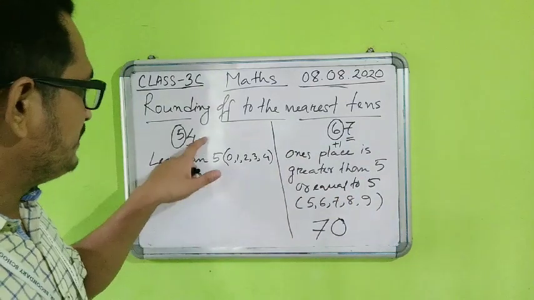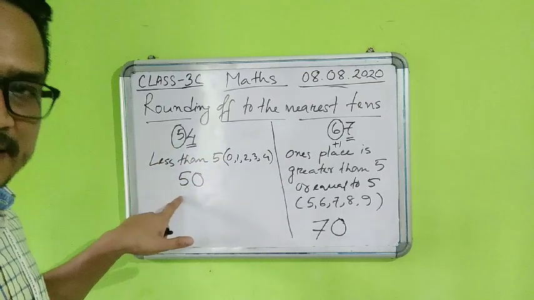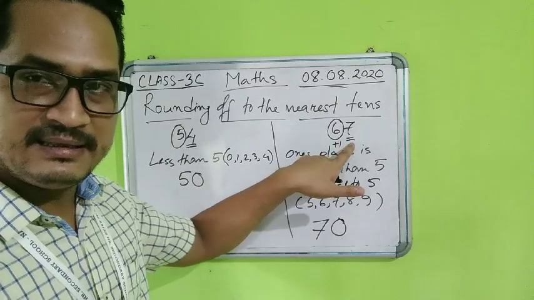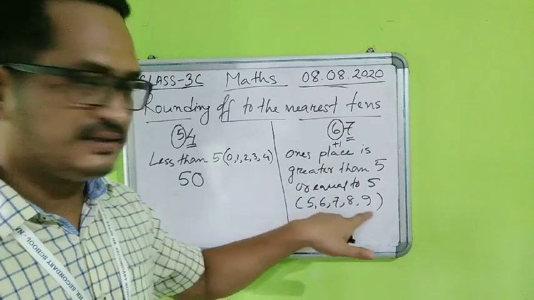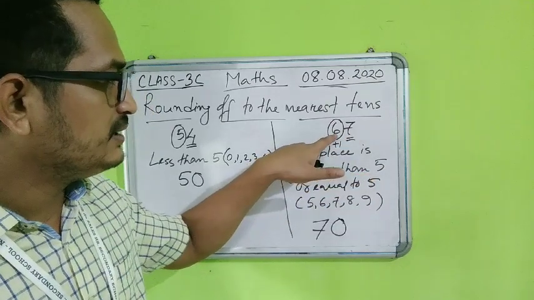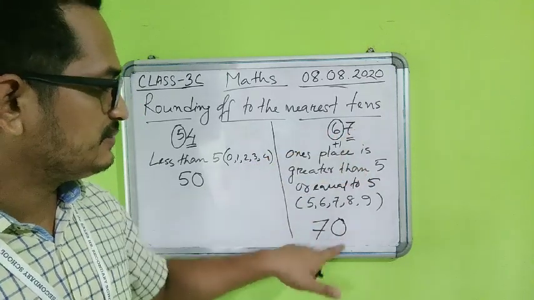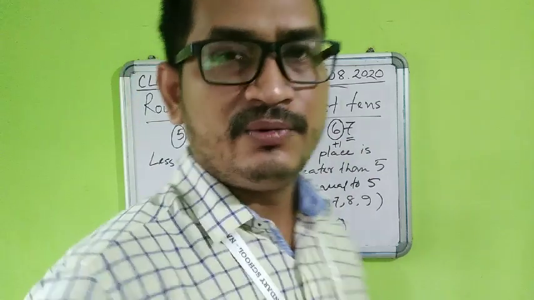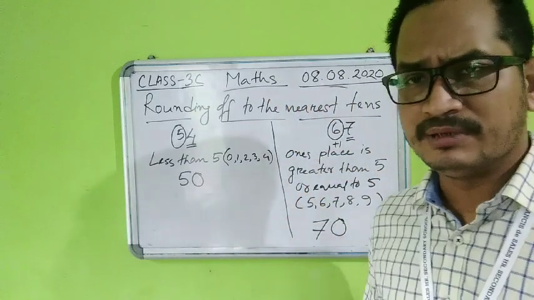The only thing is, if the ones place is less than 5, you need not add anything. That digit will come as it is, and the ones place will become 0. If the ones place digit is equal to 5 or greater than 5, that means out of 5, 6, 7, 8, 9, then you have to add 1 to the tens place, that is 6. So 6 plus 1 is 7, and the ones place becomes 0. This is the process of how we round off a number. I have told you in detail, students.